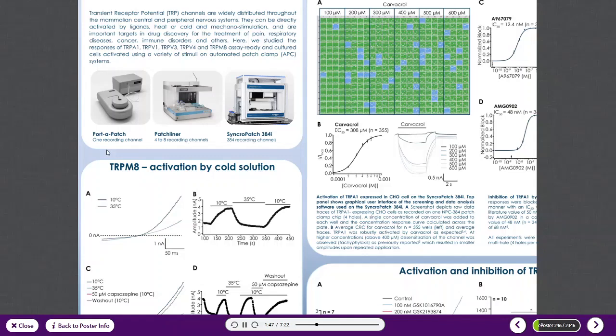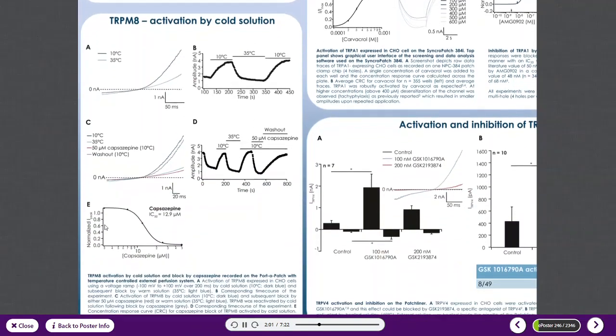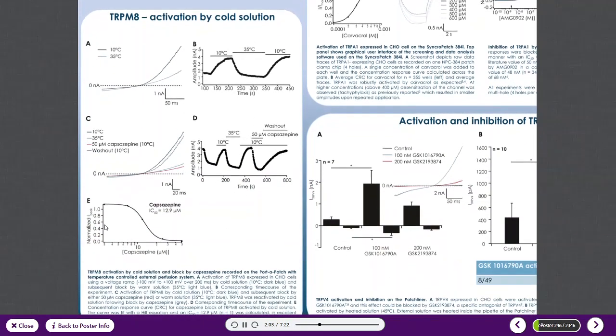The Port-a-Patch is a semi-automated system recording from a single cell at a time. The perfusion system is temperature controlled, which can be heated as well as cooled. In the experiment shown on the lower left panel of the poster, solution was cooled to 10 degrees C and used to activate TRPM8 expressed in CHO cells. In panels A and B, solution was first cooled to 10 degrees C to activate TRPM8 and then heated to 35 degrees C, which reversed the activation. Following this, TRPM8 was activated a second time using cooled solution at 10 degrees C.